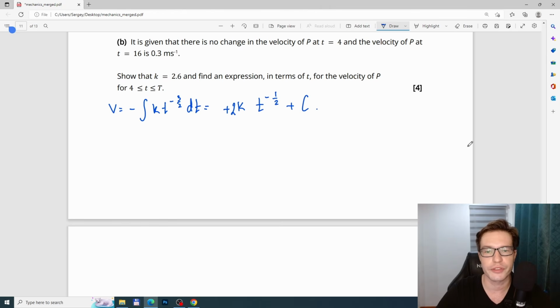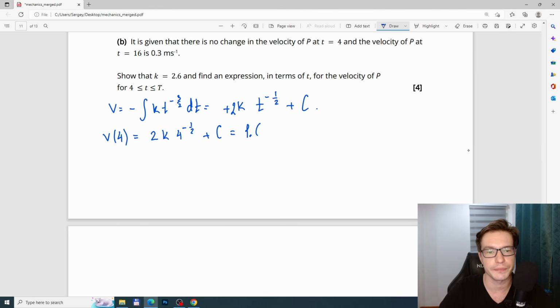Now we're given that velocity doesn't change when t equals 4. So I will substitute 4 into the formula for the velocity, and I will get 2k times 4 to the power of minus 1 over 2, plus c, and that must be equal to 1.6, because the velocity doesn't change. Now simplify that a little bit, and we'll get k plus c equals 1.6. And that's going to be one of the simultaneous equations.